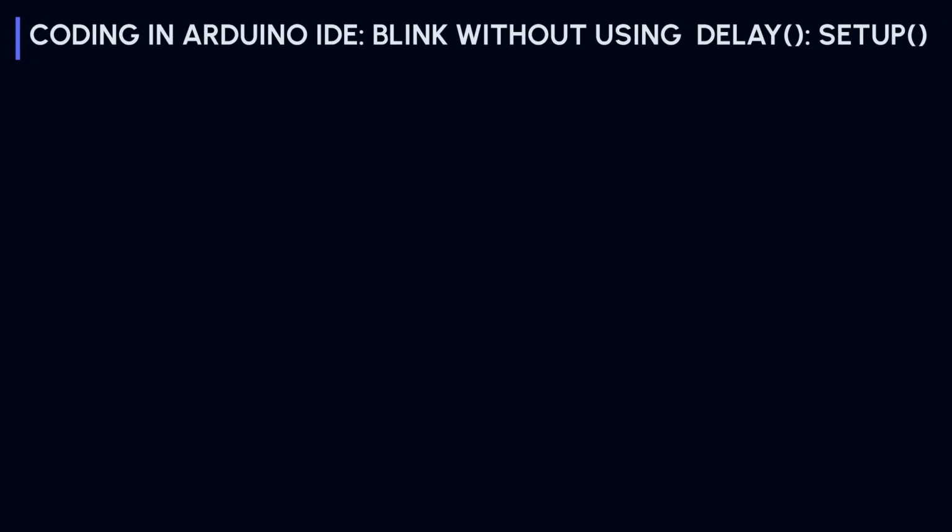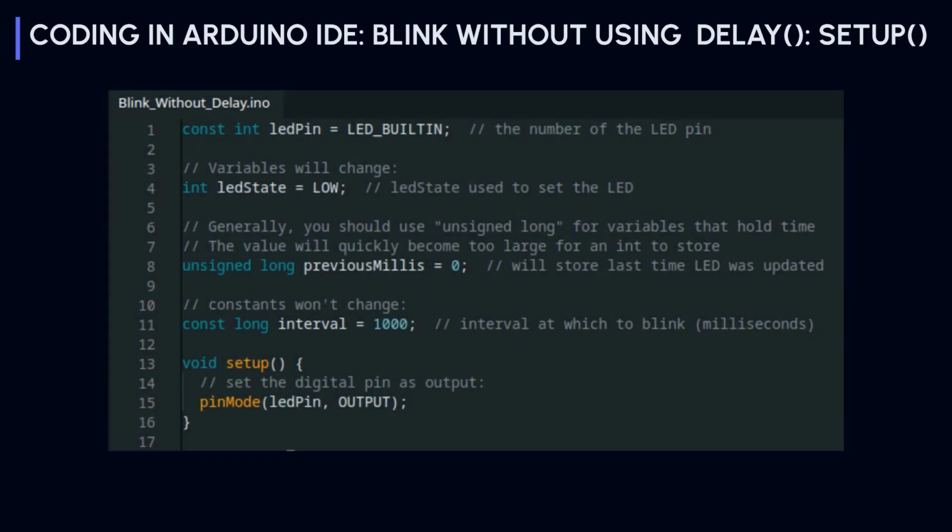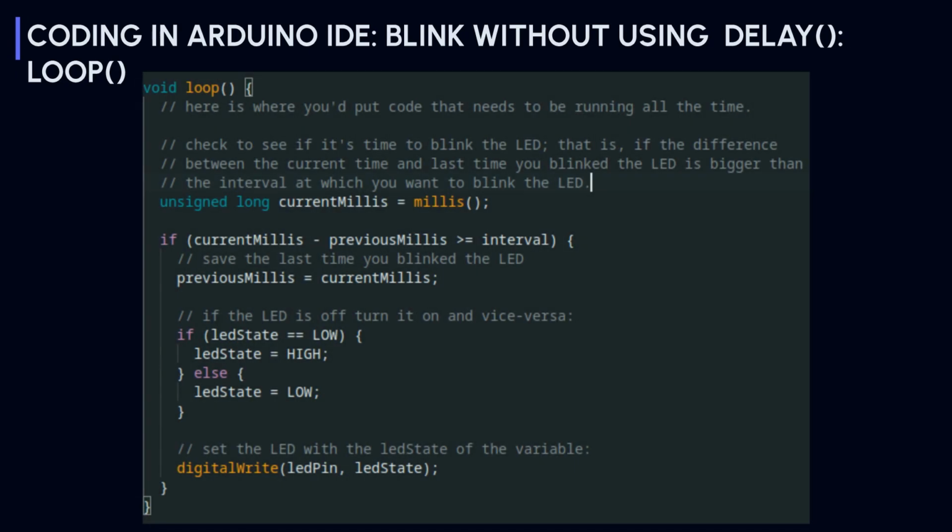To overcome the limitations of delay, we use the blink without delay approach. In the setup, variables are initialized, including the time interval and the initial state of the LED. The non-blocking loop function uses the millis timer to check if enough time has passed to change the LED state, allowing other code to run simultaneously.